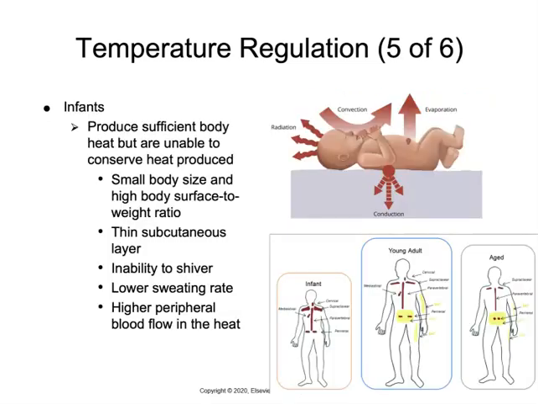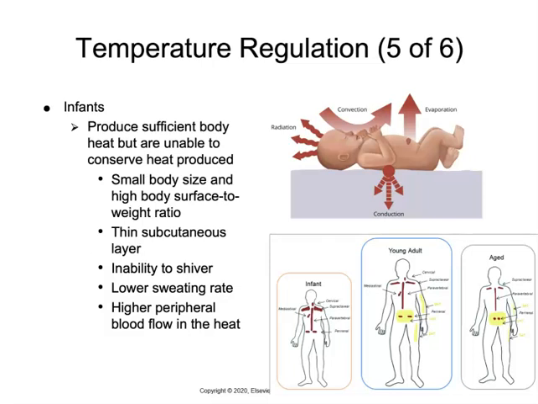Now let's do some pediatric considerations. Infants are going to produce sufficient body heat, but they're unable to conserve heat produced. And we need to remember that they have more of that brown adipose tissue, and this is what helps them produce that body heat that we talked about, right, with our heat production.